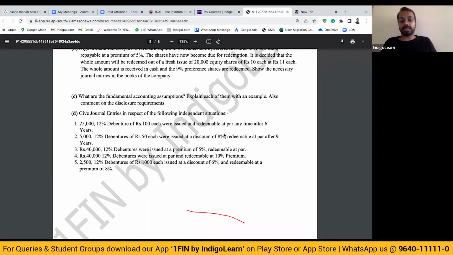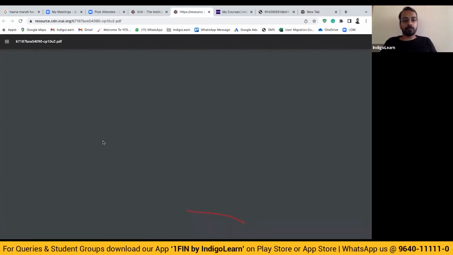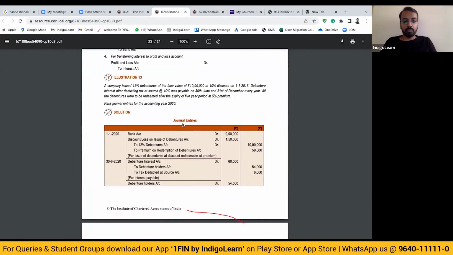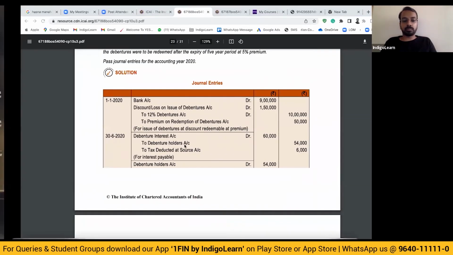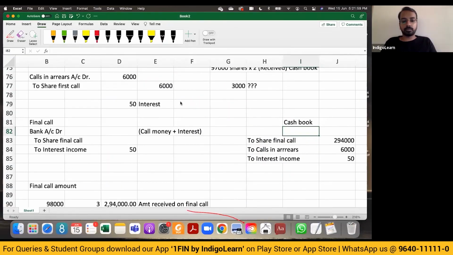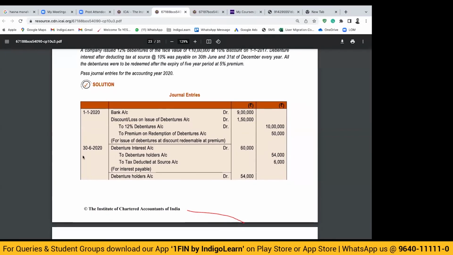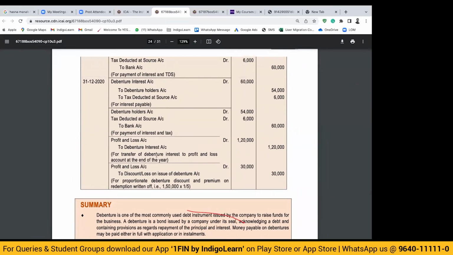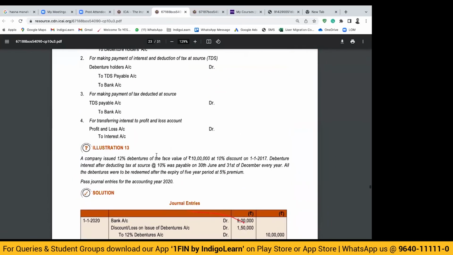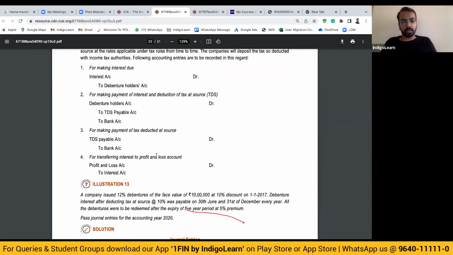Any doubt? Okay, so Ishika has a doubt. Which part, this TDS, you have a doubt? Yes, sir. I want to know about the last entry, which was given, 30th June. Above illustration 13, there is an entry for transferring interest to profit and loss account. Okay, so that is a normal closing entry, no, Ishika?